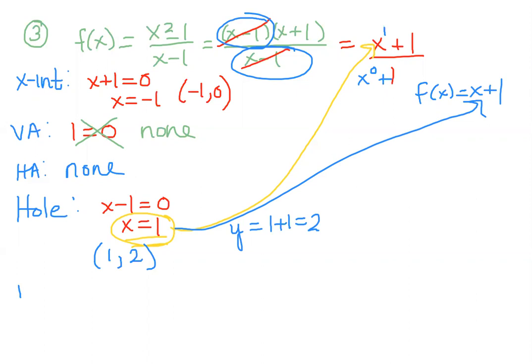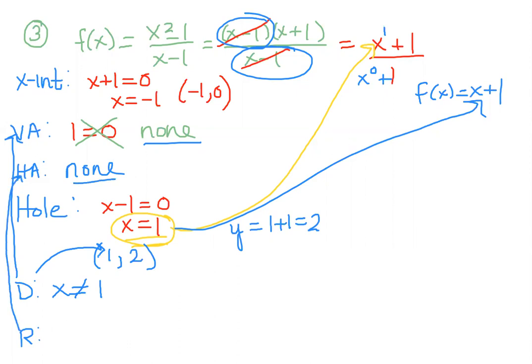And now our domain and our range have to go. Remember, our domain goes with the vertical asymptote, which is none, but it also goes with the x-coordinate of the hole. So x doesn't equal 1. And range goes with the horizontal asymptote, which is none, but it also goes with the y-coordinate. So y not equal to 2.